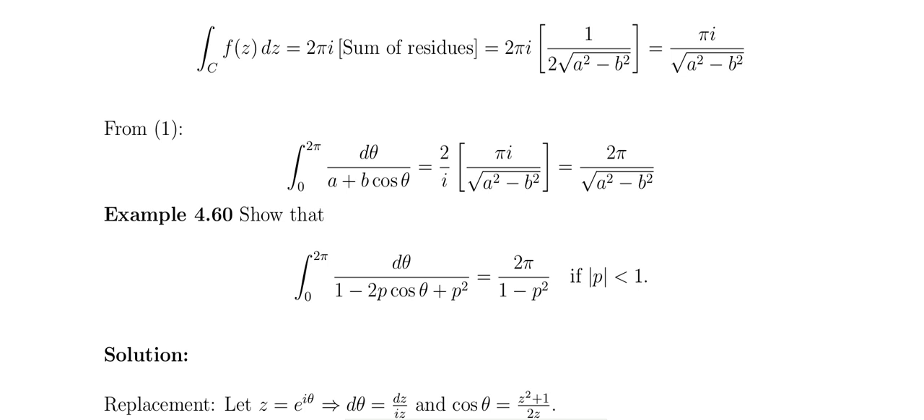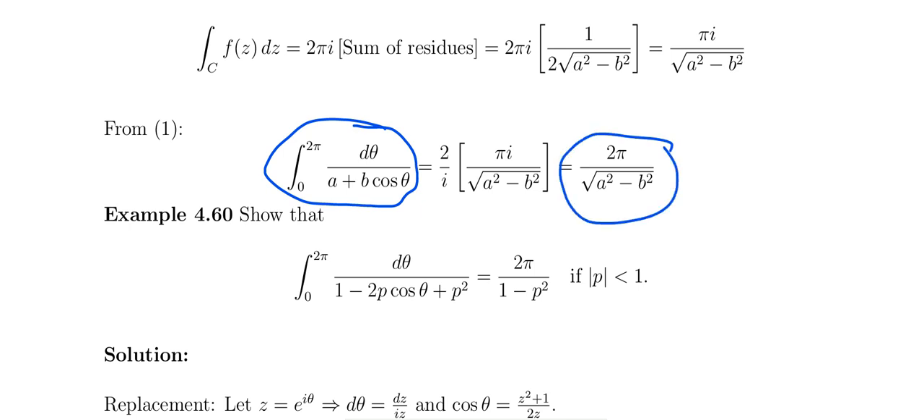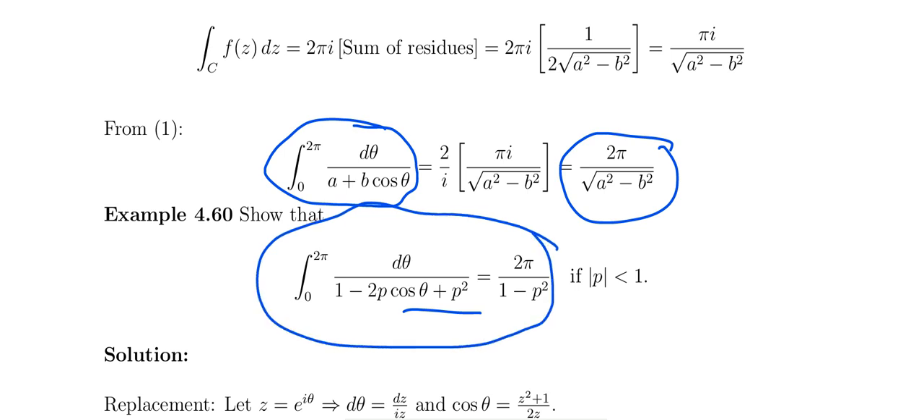You can even memorize this. The value of the integral from 0 to 2 pi of d theta by a plus b cos theta is nothing but 2 pi by root of a square minus b square. And in the same way, the integral from 0 to 2 pi of d theta by 1 minus 2p cos theta plus p square is 2 pi by 1 minus p square, in the case of mod p less than 1.